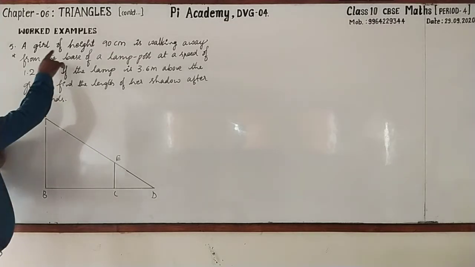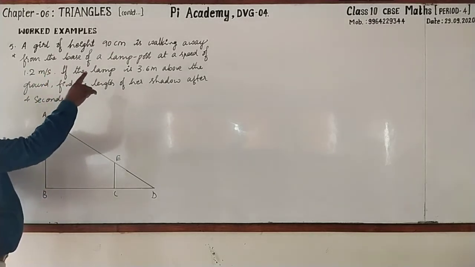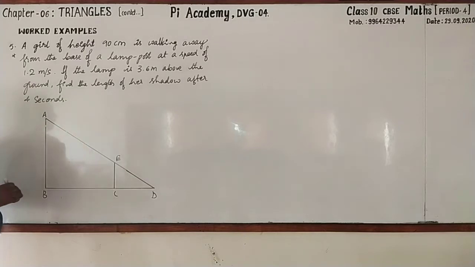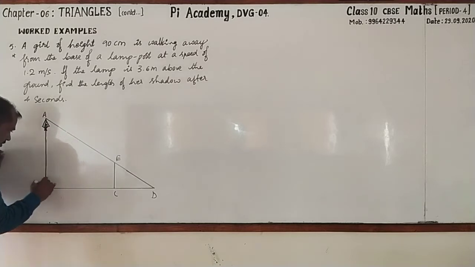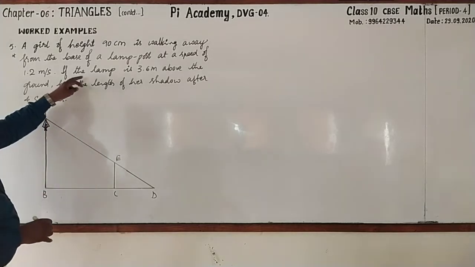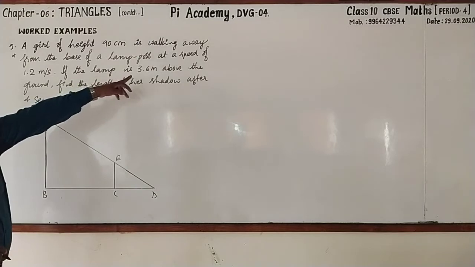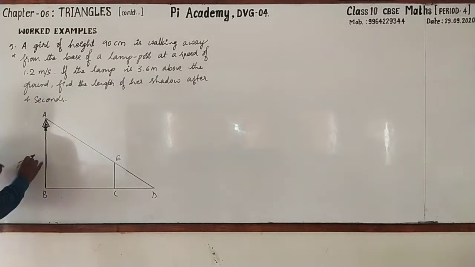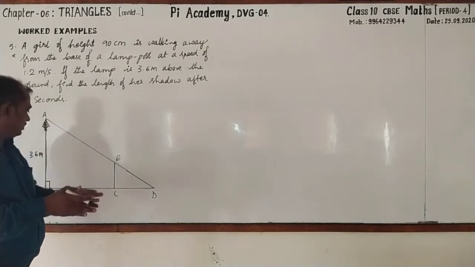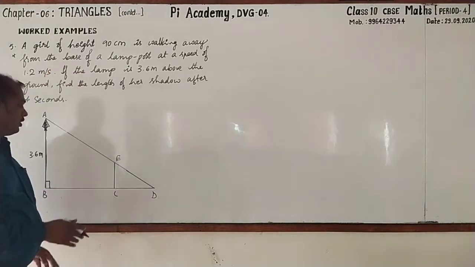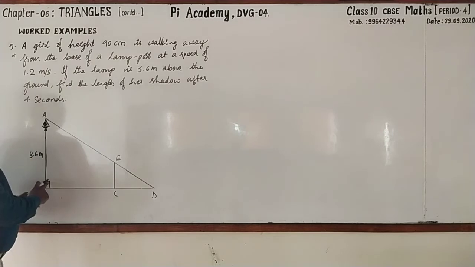Look here. A girl of height 90 centimeter is walking away from the base of the lamp post. Here, this is the lamp post. See that. And they have given that the lamp is 3.6 meter above the ground. Here, I'll write 3.6 meter height. And it is installed perpendicular to the ground, so here I have shown the perpendicular symbol.